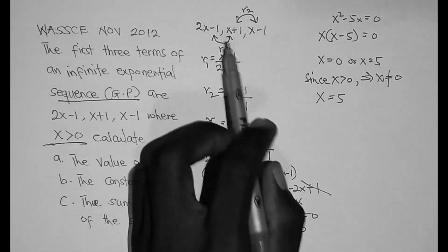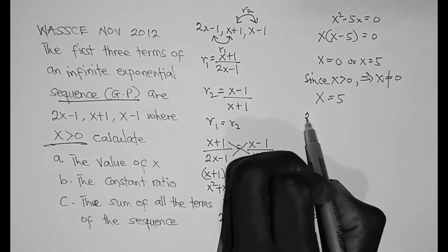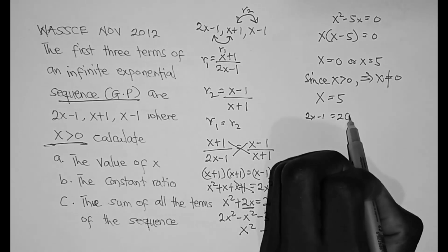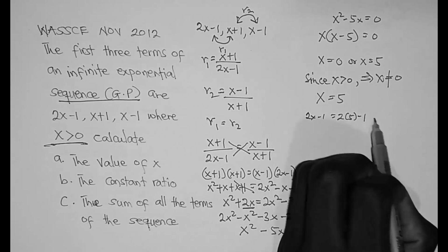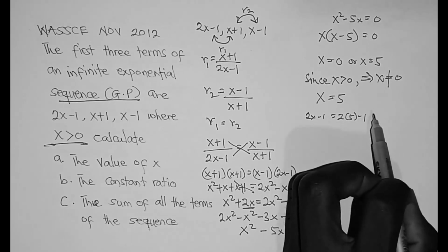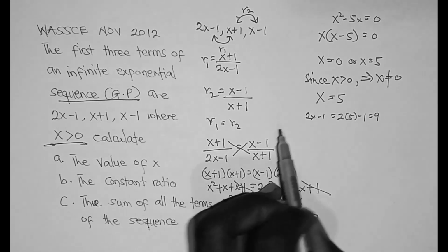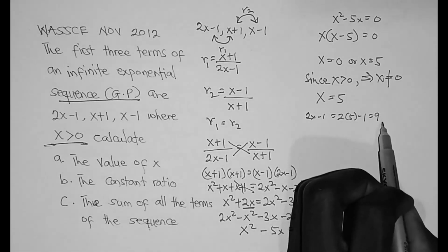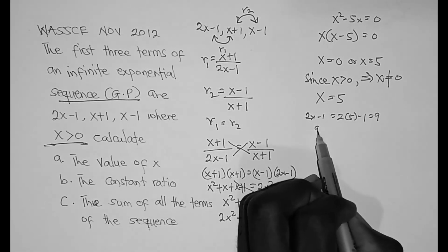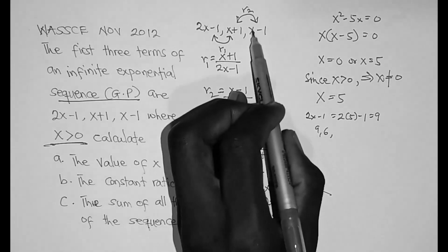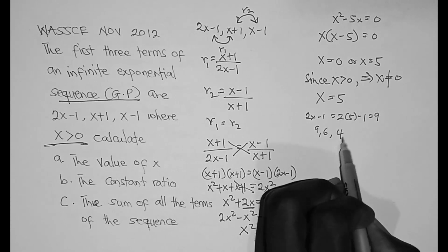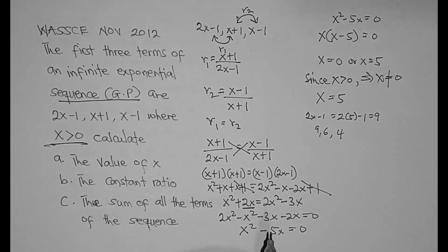So the first member is 2x minus 1. This is equal to 2 times 5 minus 1. 2 times 5 is 10. 10 minus 1 equals 9. The second one is x plus 1. 5 plus 1 is 6. So we have 9, we have 6. Then x minus 1. 5 minus 1 is 4. So the sequence is 9, 6, 4.